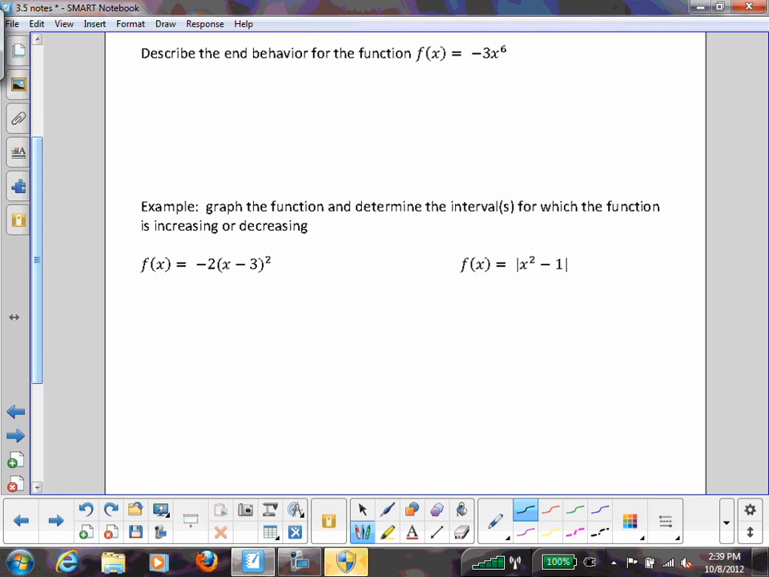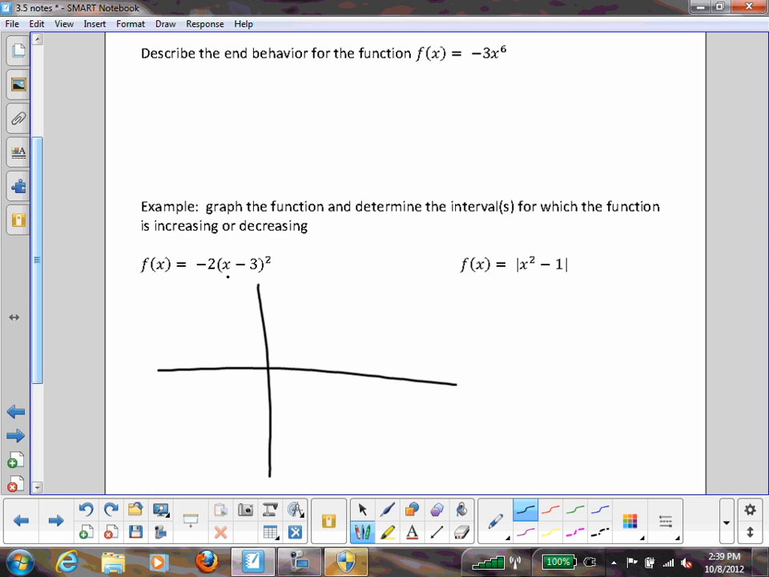All right, graph the function and determine the intervals for which the function is increasing or decreasing. This is the shape of a what? Where is your vertex? 3. It shifts 3 units to the right and not up or down, right? Okay. Is this a parabola that opens up or opens down? And we know that because negative.